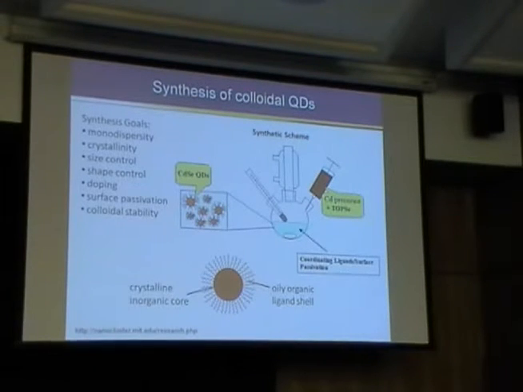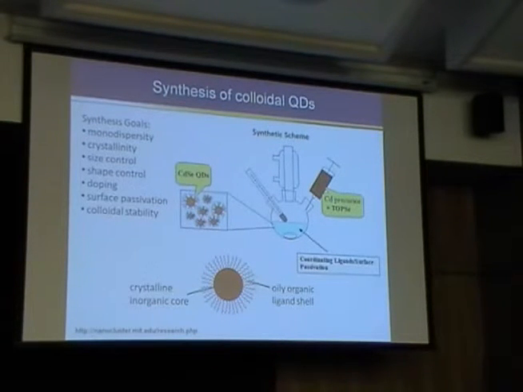Okay, so from here, let's talk a little bit about quantum dot synthesis. The synthesis, maybe most of you are familiar with. It looks something like this. Let me first talk about the goals of the synthesis. What we want to achieve with quantum dot syntheses are the following things. Monodispersity is one of the most important criteria.